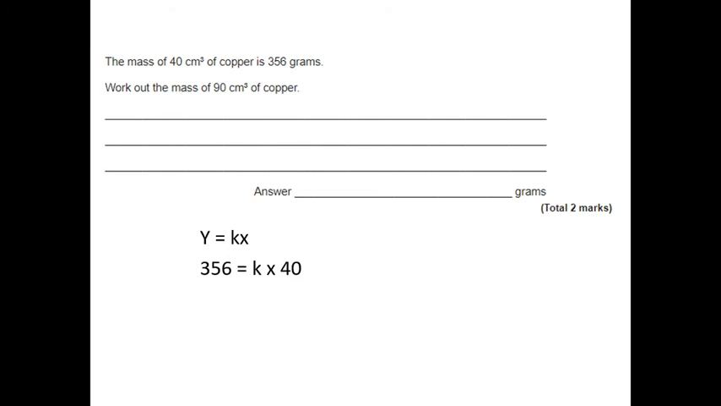We then have to do the inverse of multiply by 40. So 356 divided by 40 equals 8.9. So I know k is 8.9. I'm then going to use that to form the next part of the question. So I know that x is now going to be 90. So it's 8.9 multiplied by 90, and that's going to tell me what y is. That will tell me what the mass of the copper is. So that must mean it is 801. So 801 grams.